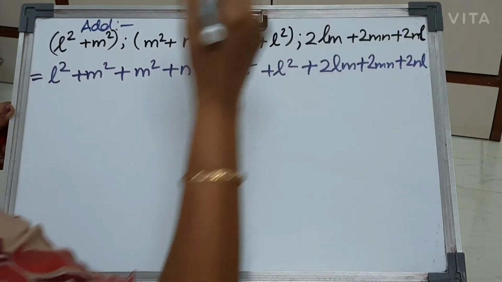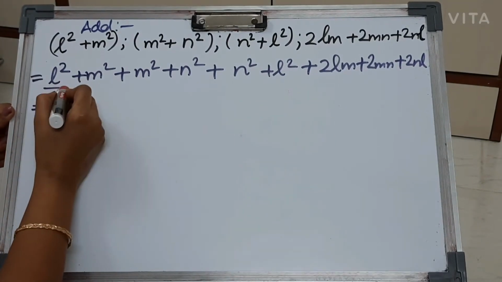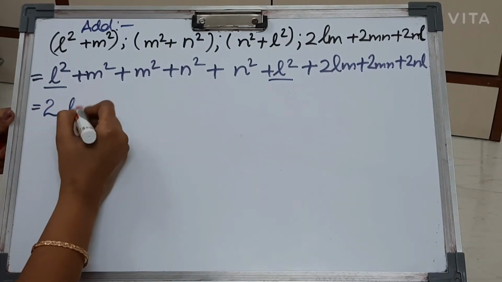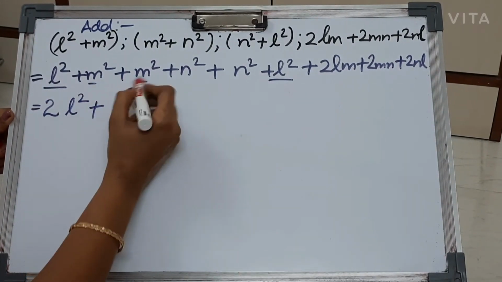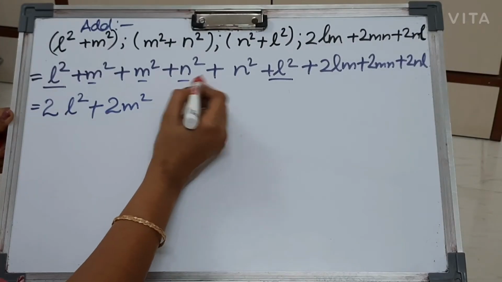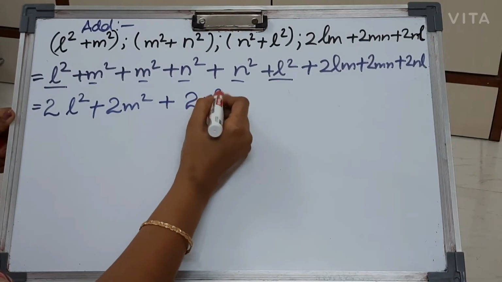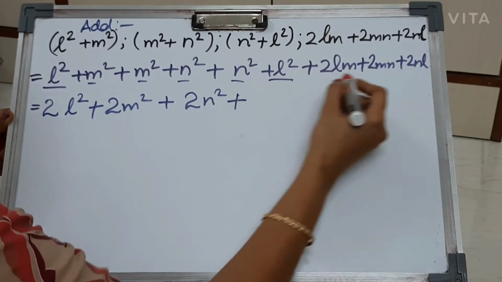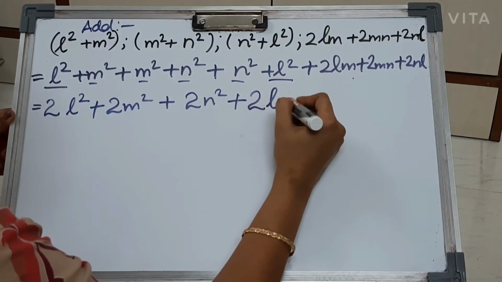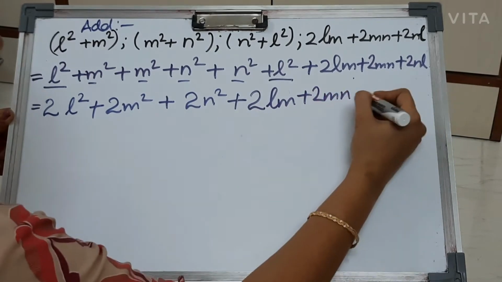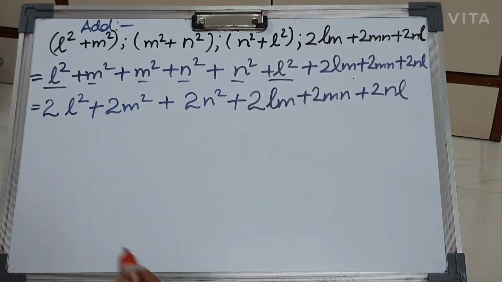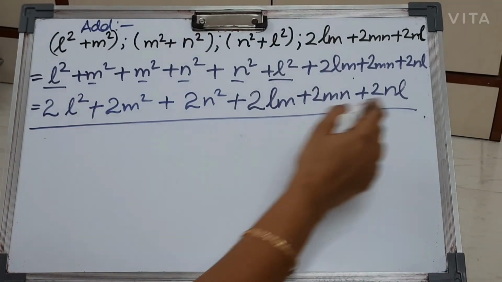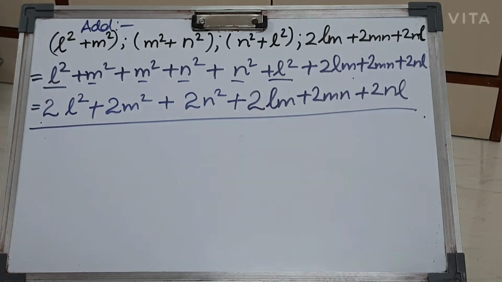Plus 2nl. Now which are like terms here? l square plus l square. No other. So we will take it 2l square plus 2m square n plus 2n square plus. Now what is remaining? This is all finished. Now there is no like term here. So we are near to our answer. 2mn plus 2nl. So this is our answer here. We can take 2 as common and write all those things, but this is the ultimate answer we will get here.